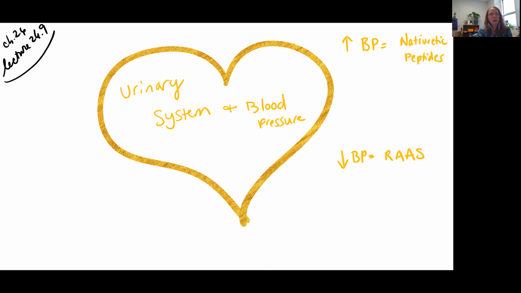If you have an elevated blood pressure or high blood volume, then you're going to see the release of natriuretic peptides from the heart, helping to bring that blood volume and blood pressure down. We'll talk about that in more detail as we go through. The reverse of that is a low blood pressure, which is going to initiate the RAS system. This stands for renin, angiotensin, aldosterone system. This is something that we've talked about already, both of these as part of our cardiovascular system. We're going to repeat that information and add a few more details as we see how these hormones directly affect the kidney.